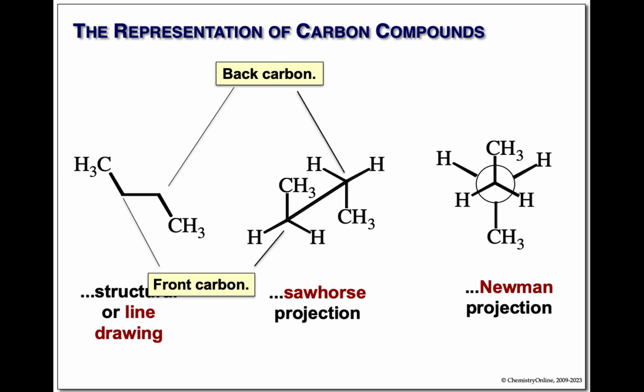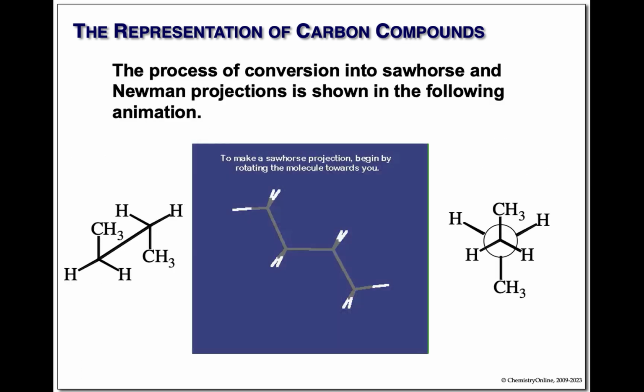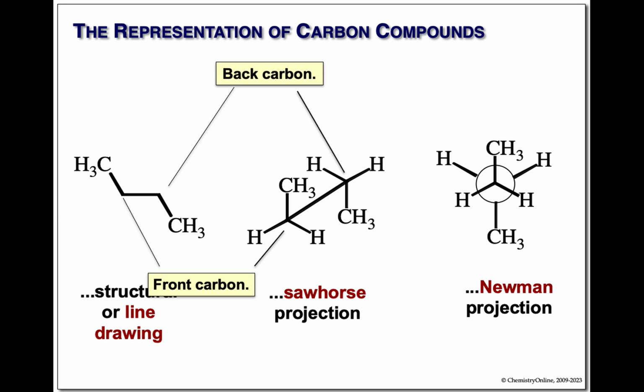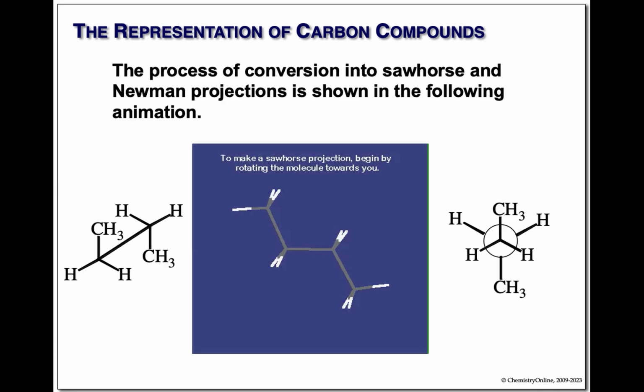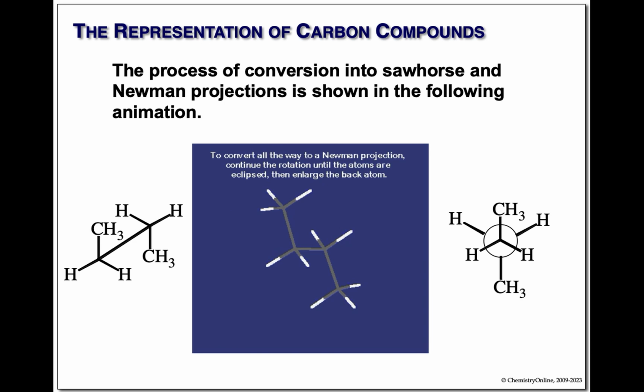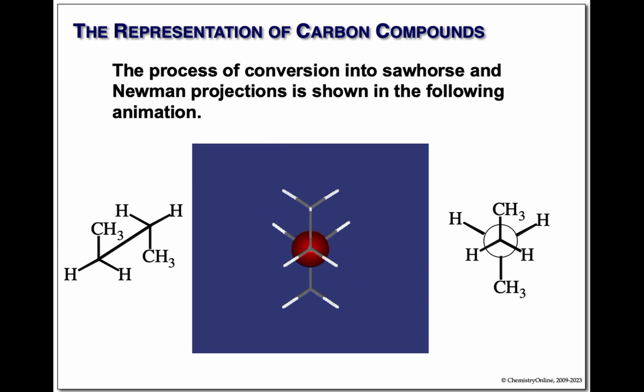The same three things here. This is our front atom right there. The back atom we make big so that we can see what's attached to it. So let's just look at a little video that shows how this happens. This is our Dryden model. Going to rotate it. This is now the sawhorse. Rotate it all the way. This is the back atom. This guy is the front.